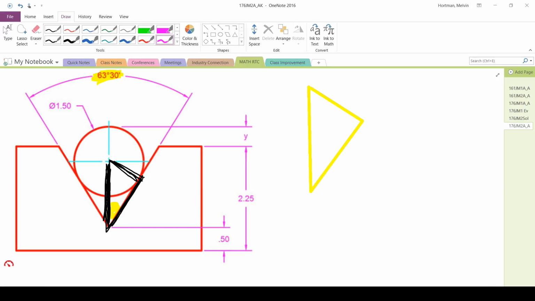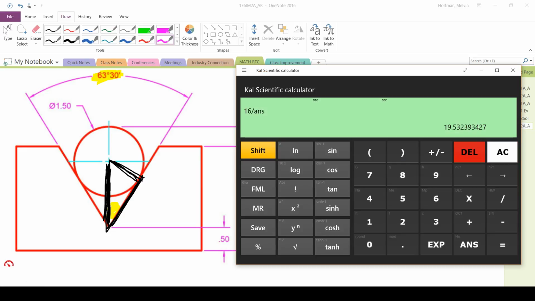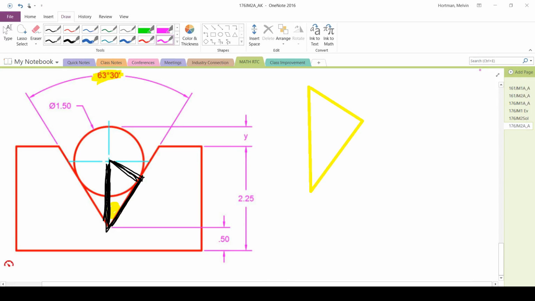So 63 degrees and 30 minutes, it's the same as 63.5, because 30 is half of 60. Let's divide that by 2 to find out what the angle is, 31.75 degrees. So I have, right here, 31.75 degrees. And then I have the radius, which is 0.75, right here. And I have my right angle. Here I have a side angle problem.